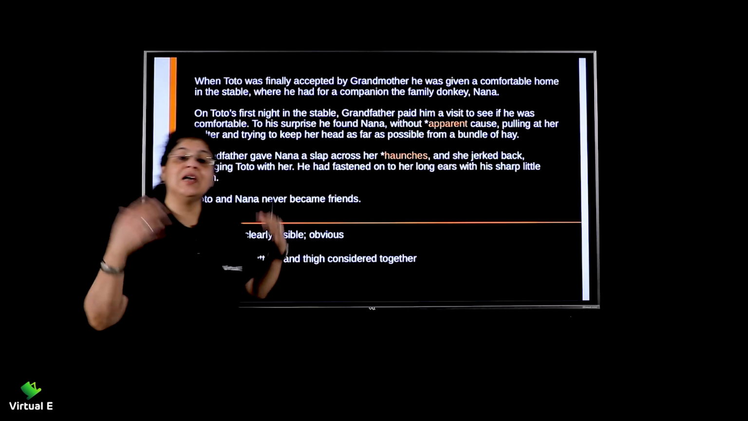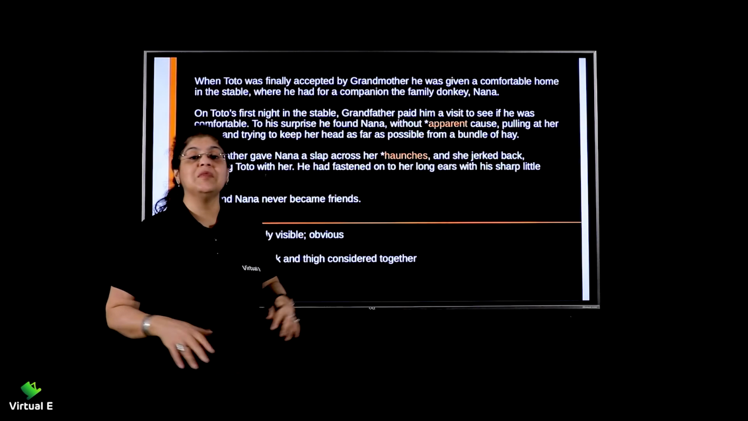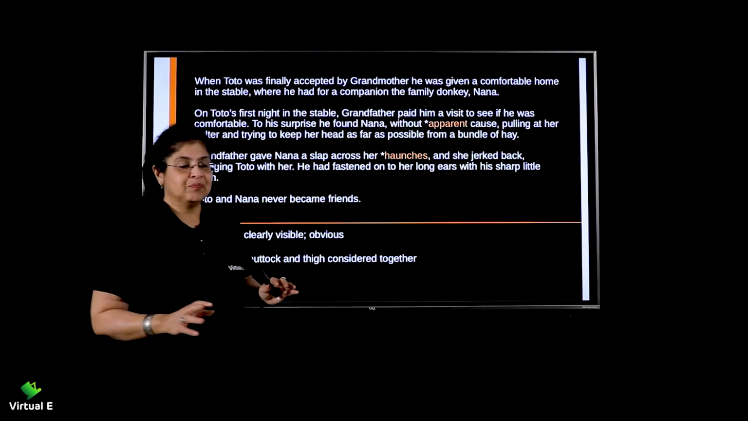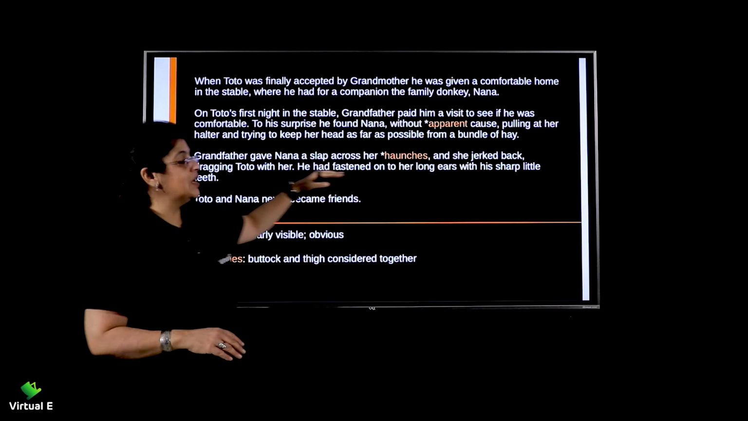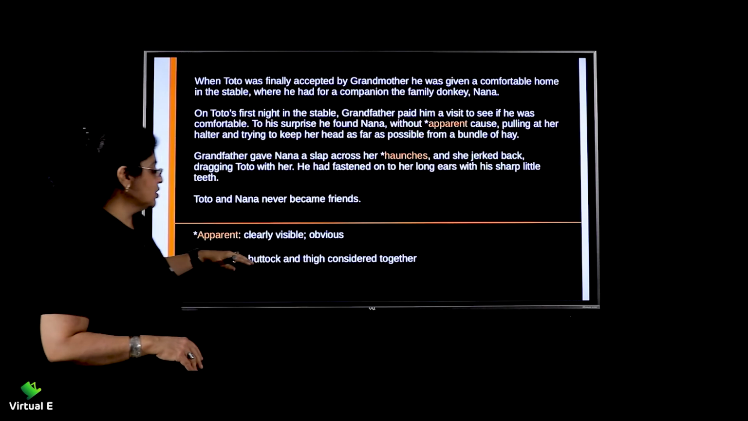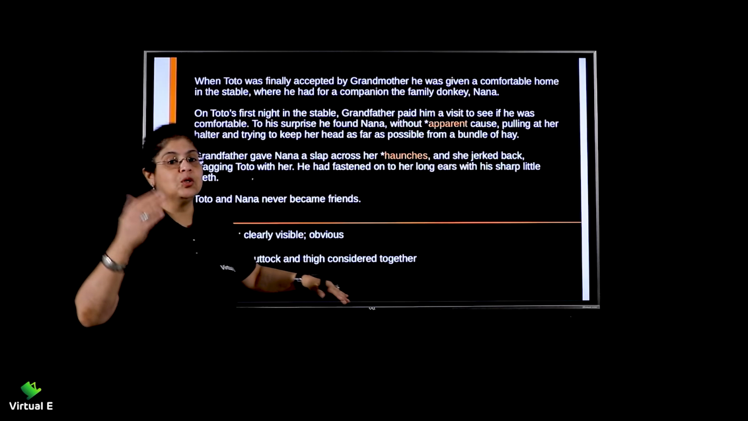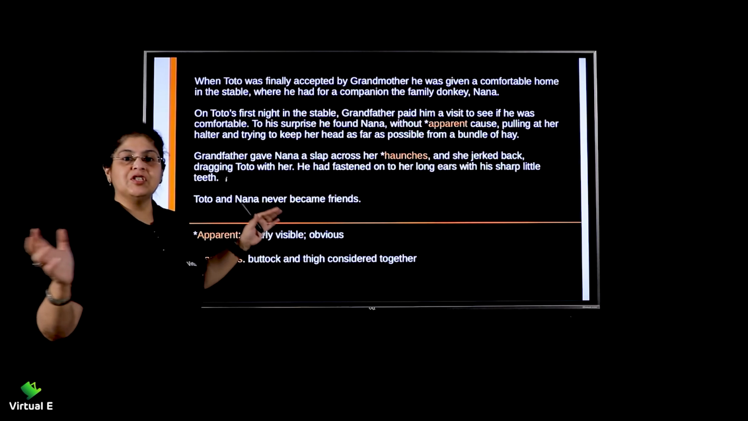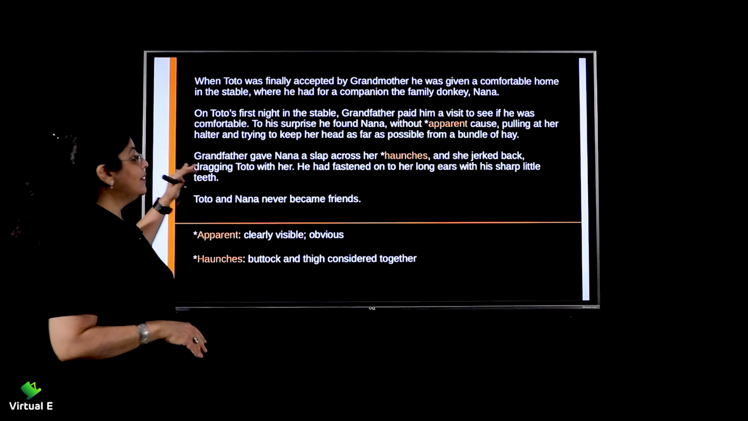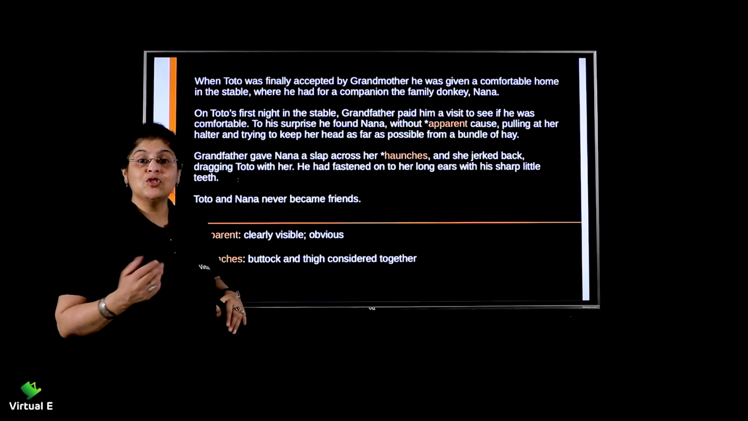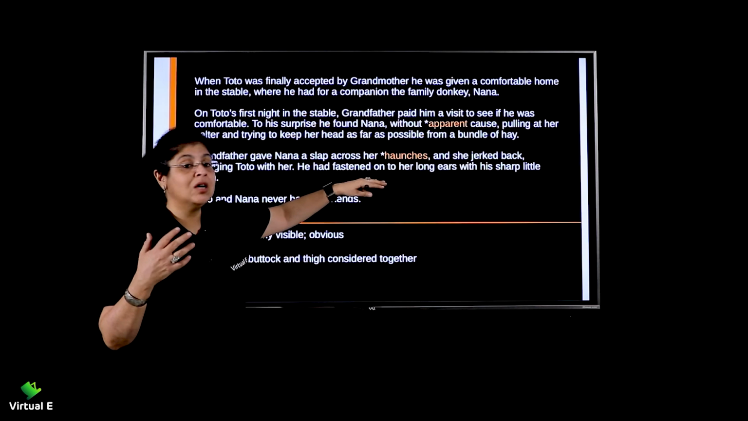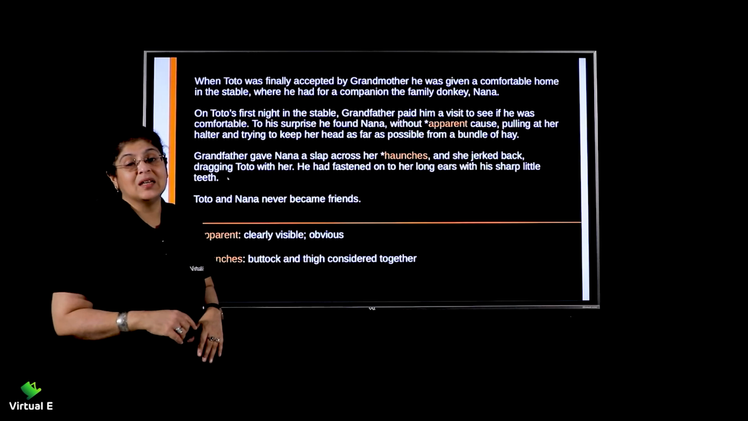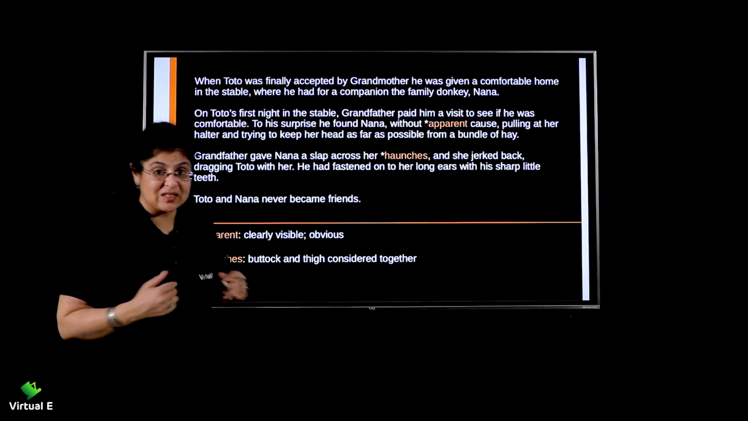Now when he went there, he found Nana very restless. He found the donkey extremely restless. It was just pulling back. It was not ready to go and eat the hay. So what grandfather did was give Nana a slap across her haunches. Haunches is the buttock and the thigh considered together. So he gave the back of the donkey a slap and she jerked back. She just gave a jhatka, like when someone hits you from behind. Dragging Toto with her. Where was Toto? He had fastened onto her long ears. He was stuck to her long ears with his sharp little teeth. That is why Nana was restless.